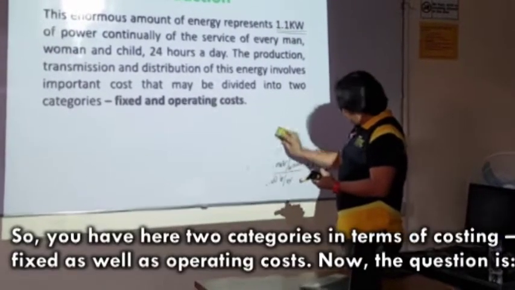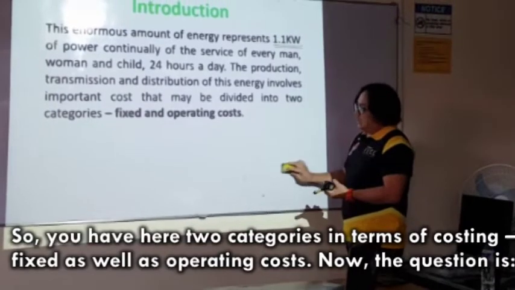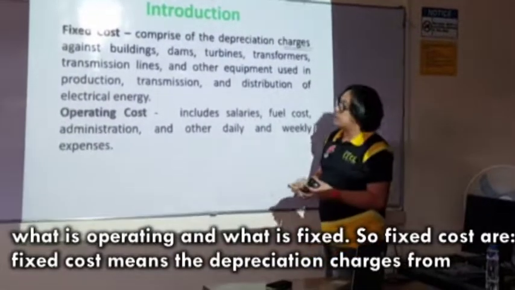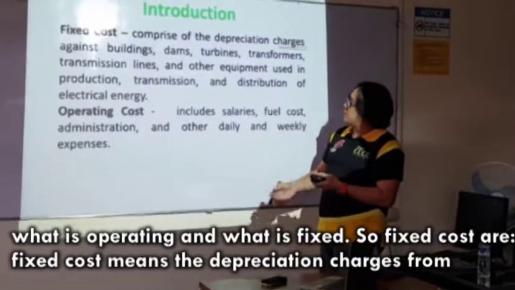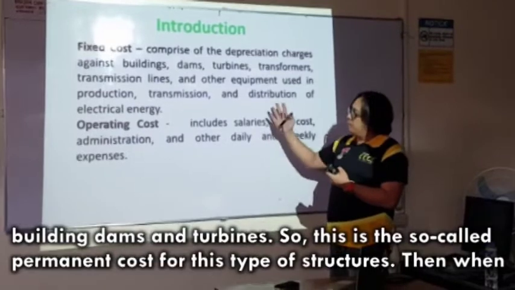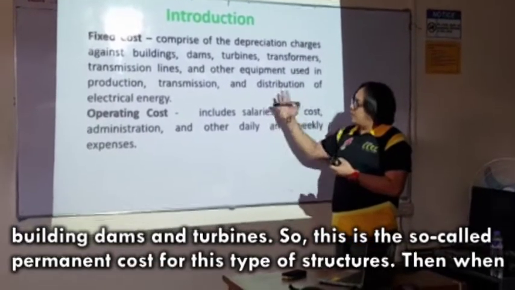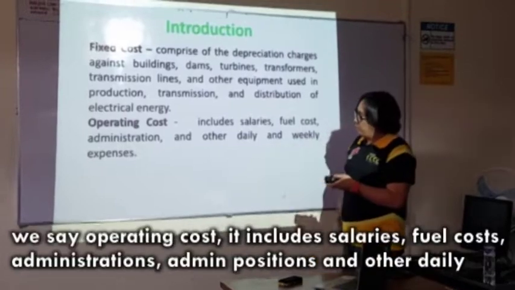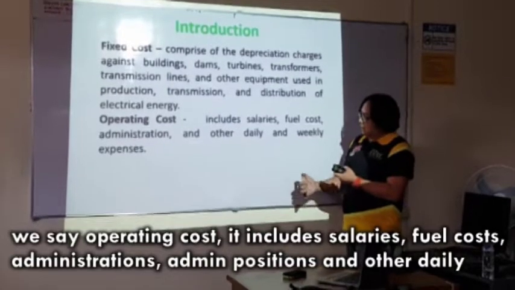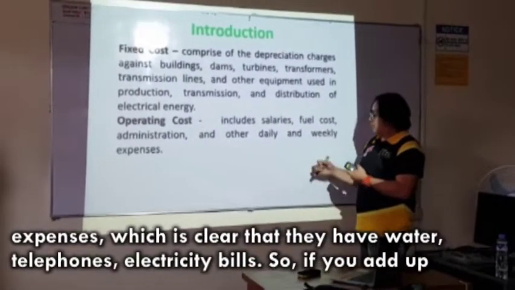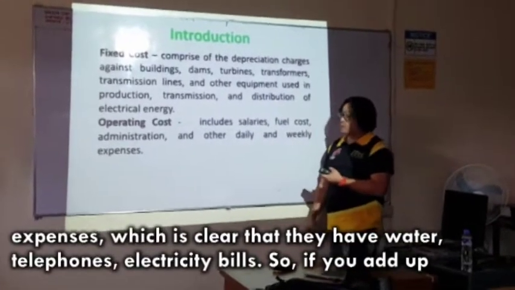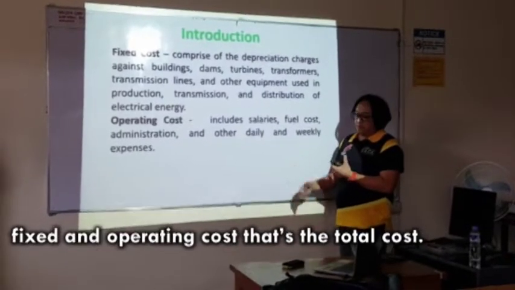So you have here two categories in terms of costing: fixed as well as operating cost. Now the question is, what is operating and what is fixed? Fixed cost means the depreciation charges from building dams and turbines. So this is the so-called permanent cost for this type of structures. Then when I say operating costs, it includes salaries, fuel costs, admin positions, and other daily expenses, which is clear that we have water, we have telephones, we have electricity bills. So if you add up fixed costs and operating costs, that's the total cost.